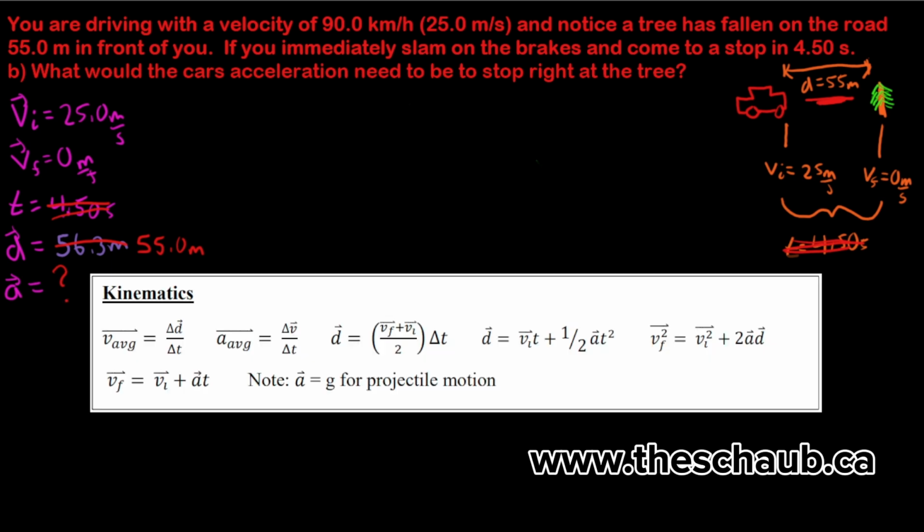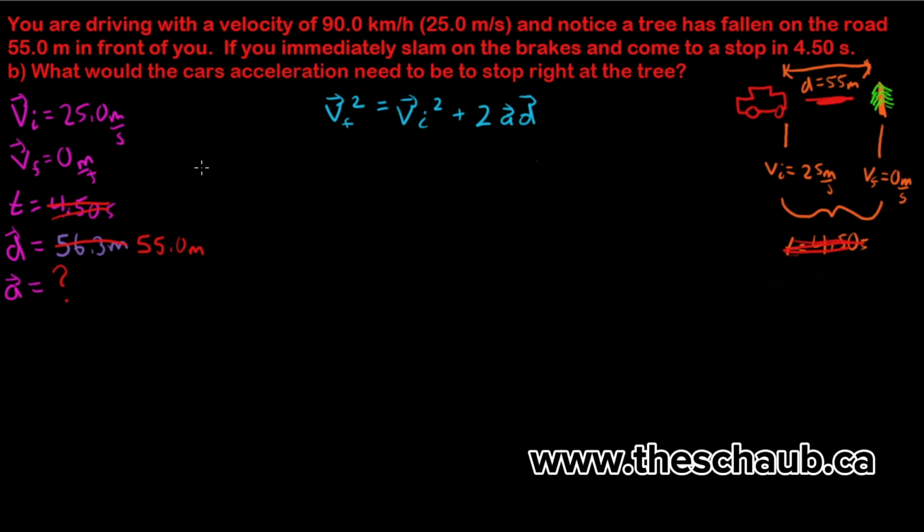We need a kinematic equation that does not have the variable for time. So this one won't work, this one won't work, and this one won't work. That leaves us with this kinematic equation. So let's write it at the top before we start solving. VF squared is equal to VI squared plus 2AD.